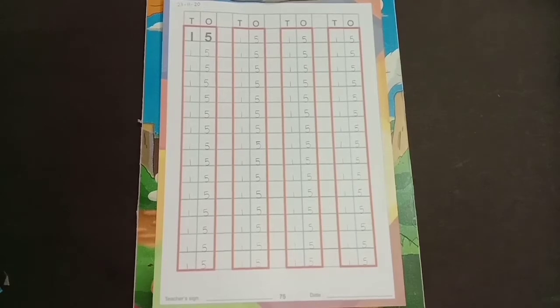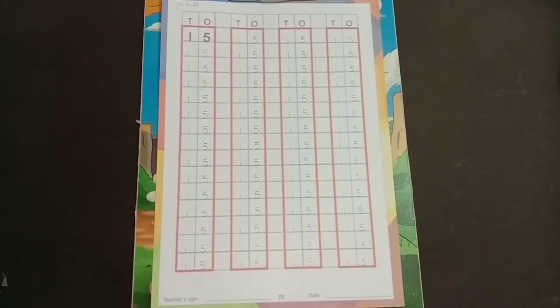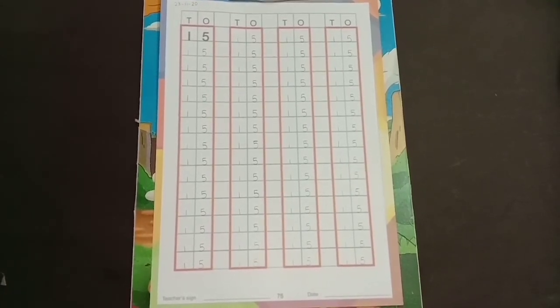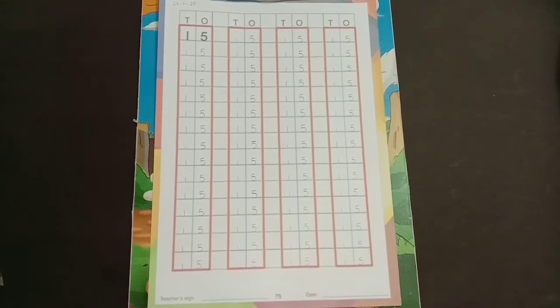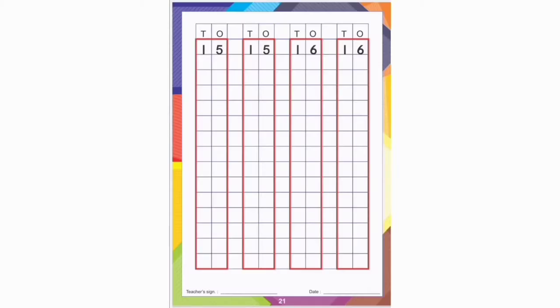See kids, in this way you have to complete the writing of number 15 in your classwork book. Kids, you also have to finish writing of number 15 in your homework book page number 21. You have to write in the first and second column.